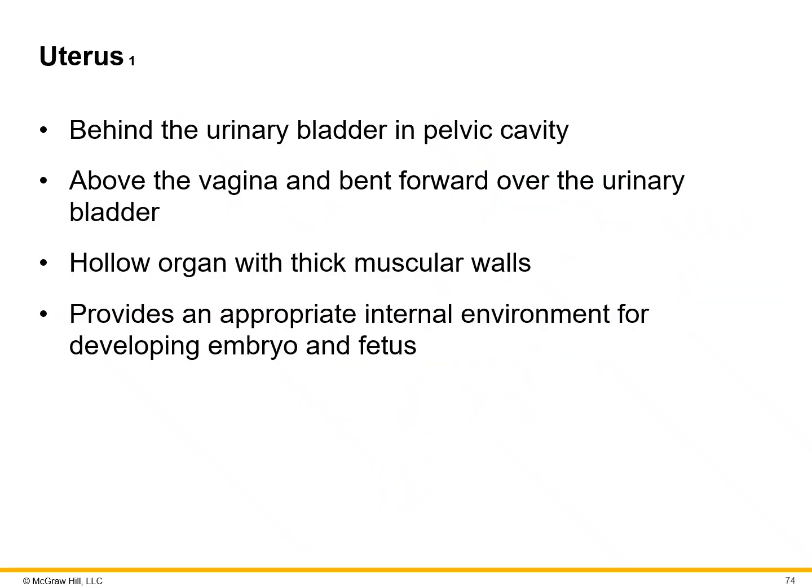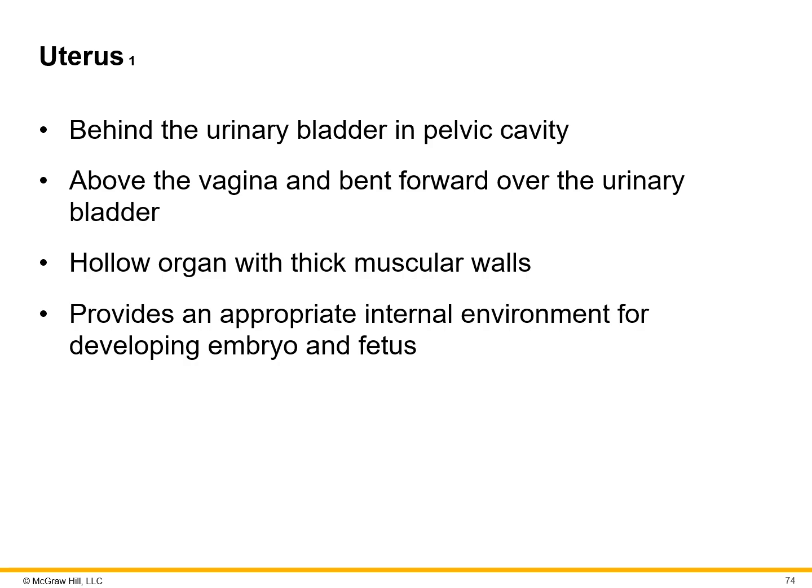So the uterus, that is behind the urinary bladder in the pelvic cavity. It's above the vagina and it's kind of bent forward over the urinary bladder. It is a hollow organ with thick muscular walls. That is where your menstrual cycles, that's where that lining will shed every month, right? And it also provides an appropriate environment for a developing embryo or a fetus.